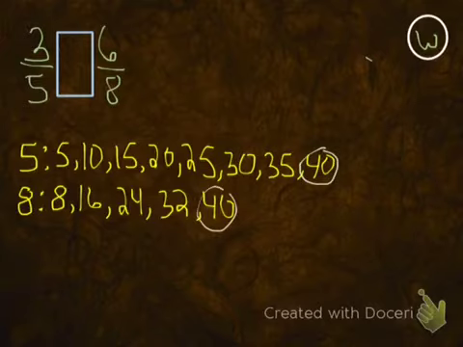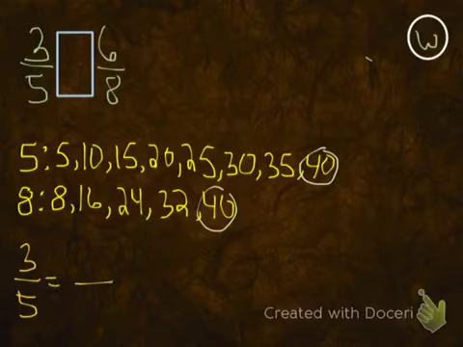Okay, now, the second step that we did, we took each fraction and we changed it into an equivalent fraction with our new denominator of 40. So let's take 3/5 up top, and we'll change that to some fraction with 40 as our denominator.